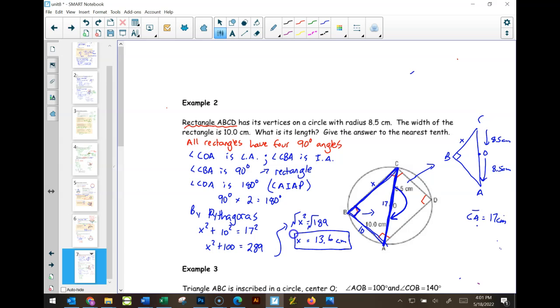So there we go. The length is 13.6 centimeters. And what we needed to prove or use in our proof is we need to know a little bit about rectangles. To get the 90-degree angle, we need to know that that is a central angle. It's 180 degrees, so we know that's a diameter, which means it's a straight line. And then we've got enough information to solve for that missing side. And I think that's all we were supposed to solve there.